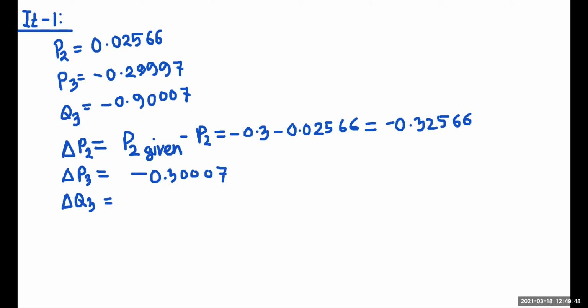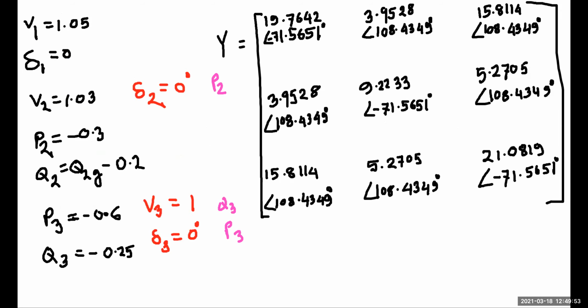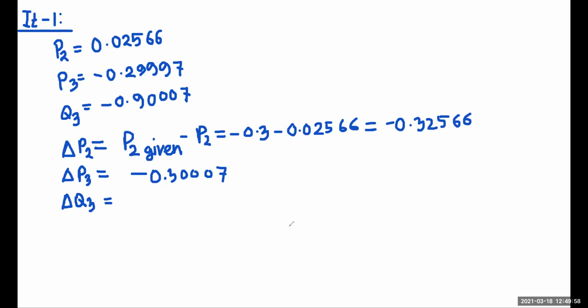What is your Q3? Your Q3 is minus 0.25. So minus 0.25 minus 0.25 plus, why plus? Because minus becomes plus. So you got positive, something like this, right? You got it? Yes, sir. Now for the Jacobian matrix, sir.